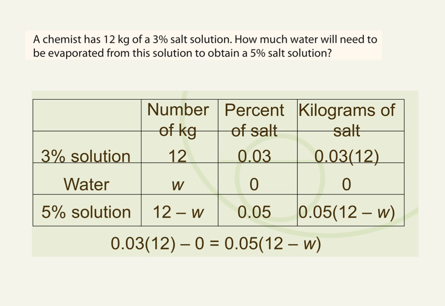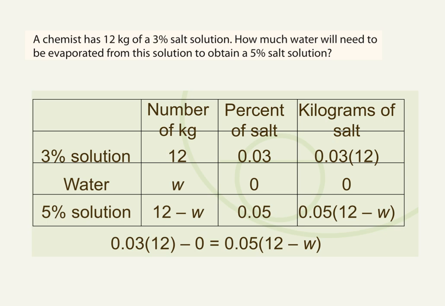This is just another example of a mixture. The chemist has 12 kilograms of 3% salt solution. How much water will need to be evaporated from the solution to obtain a 5% salt solution? So again, you want to label what you have. You have 3% solution, and then your mixture is 5%. They tell you how much of the 3%, 12. They tell you the percentage, obviously, of the 3%, and you multiply across to get this.